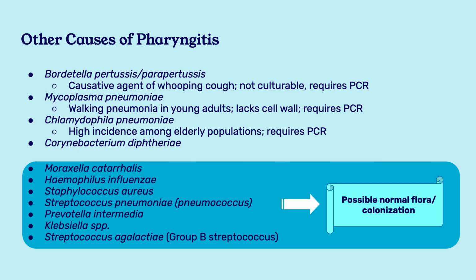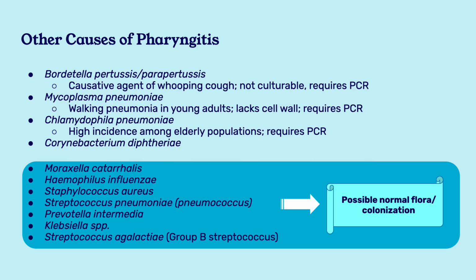Here I've listed some of the other causes of pharyngitis. Bordetella pertussis or parapertussis are the causative agents of whooping cough. These organisms are generally not culturable, and they require molecular methods for identification. Mycoplasma pneumoniae is known as walking pneumonia, and it is commonly found in younger adults. This organism lacks a cell wall, and it also requires PCR to be identified.